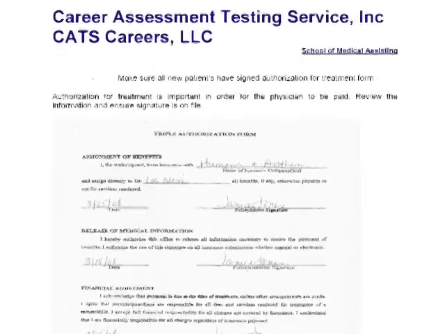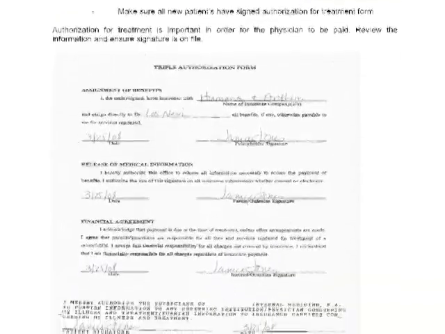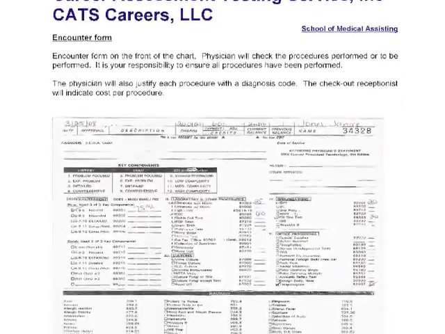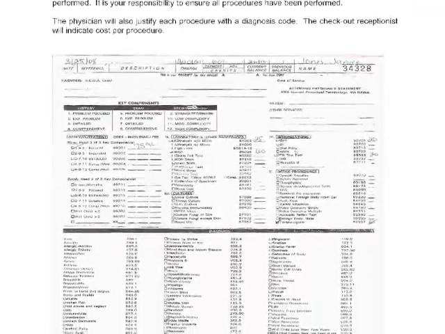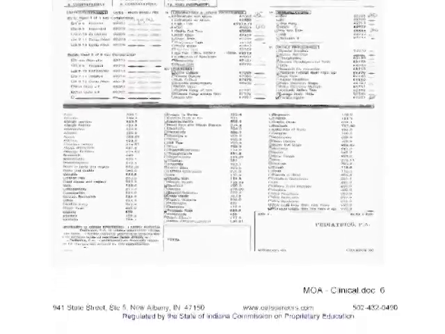Make sure all new patients have signed the authorization for treatment form. Authorization for treatment is very important if you want to make sure that the physician gets paid. Review the information to ensure that the signatures are valid. Encounter form. Remember, it's attached to the front of the chart. The physician will indicate which procedures he's going to perform. Your job is to review those procedures, make sure they are performed, and document it.